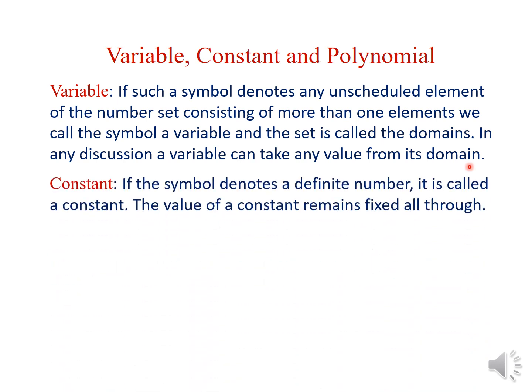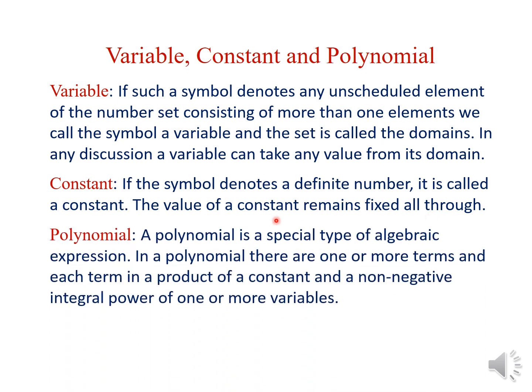Then constant. The value of a constant is fixed. That is, if the symbol denotes a definite number, it is called a constant. The value of a constant remains fixed all through. That is, the value of a constant cannot be changed. It is fixed. Now we want to see what is polynomial.